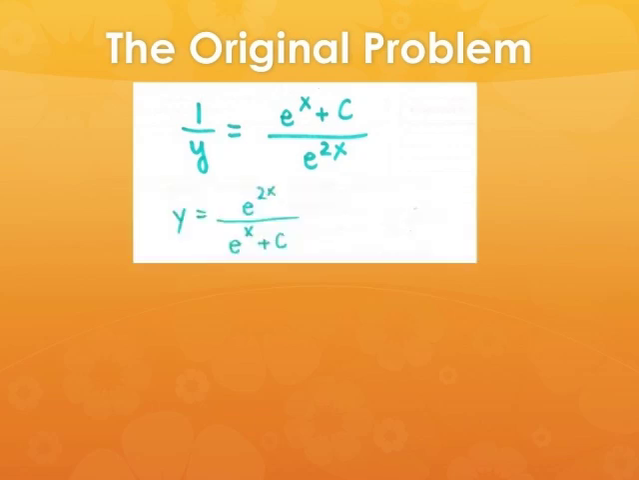So you'll get that y equals e to the 2x over e to the x plus c, and you can go ahead and box that. Well, there you go. That's how you solve a first-order ordinary differential equation using the Bernoulli equation.